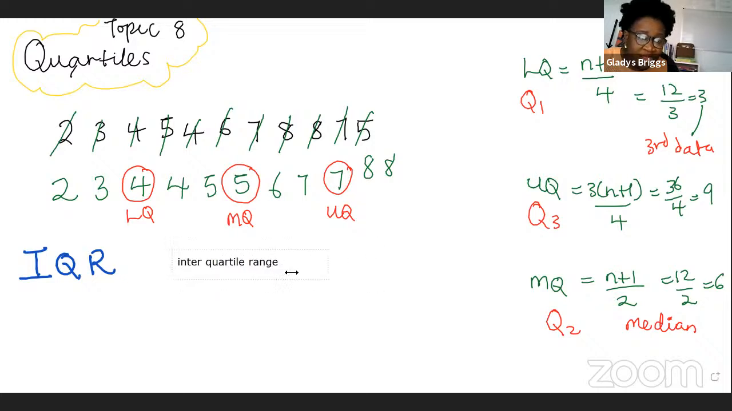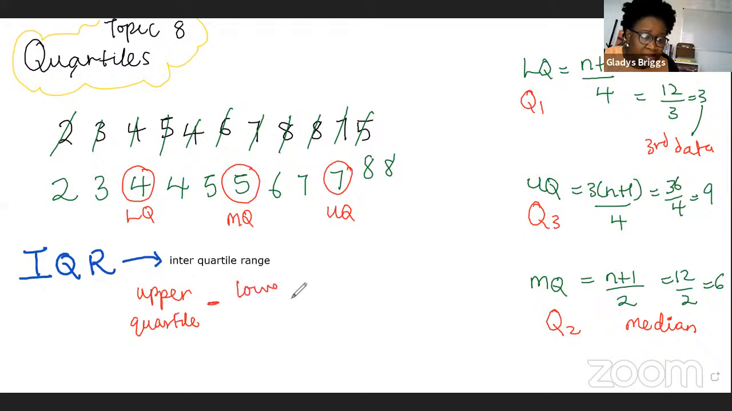Okay, and that is just the difference between the upper quartile and the lower quartile. Yeah, that's just the difference between the upper quartile and the lower quartile. So it is upper quartile minus lower quartile. In the case of this data, it's going to be 7 subtract 4, which is equal to 3. Okay, so that's the interquartile range.